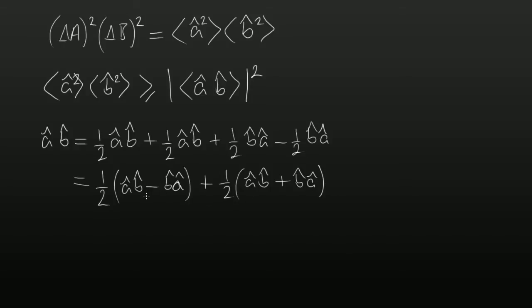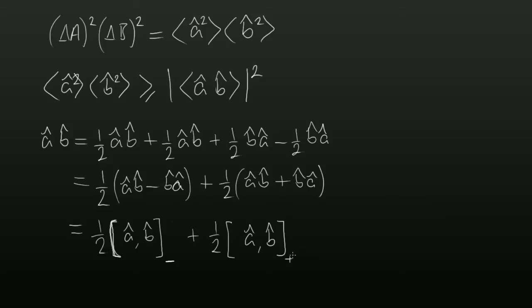Now if you recognize from earlier, this is our commutator, and that's the positive commutator, the anticommutator. So what we can write here is half, and then we have the commutator of A, B, and we could put a subscript plus on the anticommutator, just because we're going to have a positive one. Look at that. Usually we come across these and we don't use the subscripts. Okay.